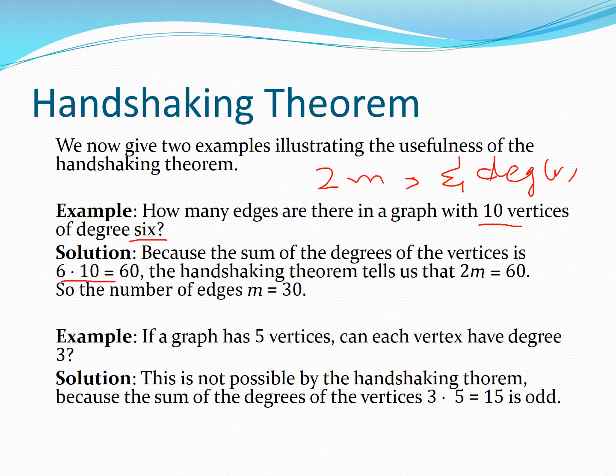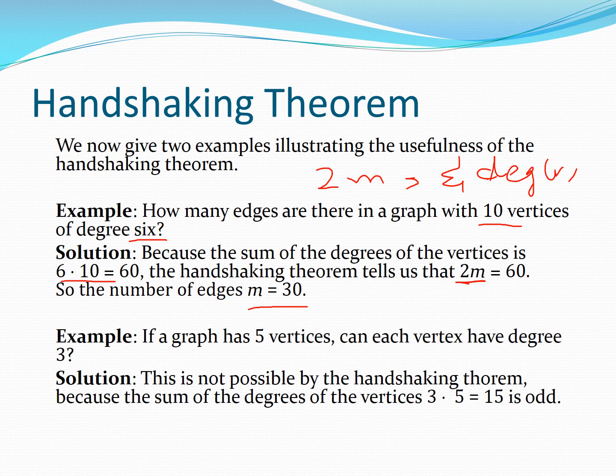Now this should be equal to 2 times m, where m is the number of edges in the graph. So this tells us that the number of edges in the graph should be 30. This is a problem we have solved using the handshaking theorem. Let's look at another kind of problem. If you have a graph with 5 vertices, is it possible that each vertex has a degree 3?